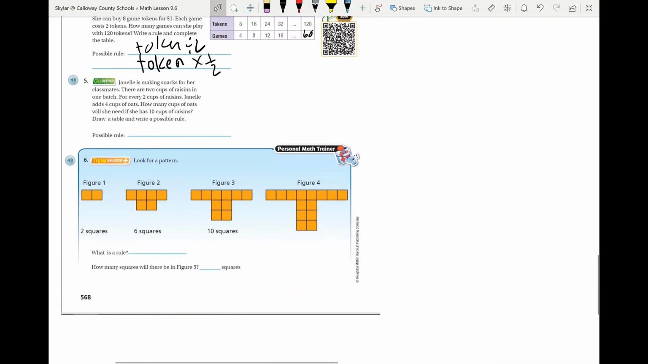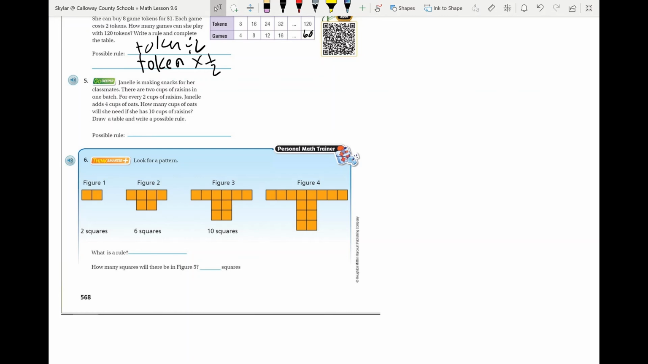So now for number 5 and 6, I wanted to give you all a fair warning before you tackled it by yourself, because there's no chart for these. There is an image for 6, but no chart for 5, so read it very carefully and draw your own little vertical chart. It says that there are 2 cups of raisins in one batch. So when you have one batch, she has 2 raisins. And for every 2 raisins, there's 4 oats. So that gives you the first part of your chart already. You just need to continue that rule to answer that question for number 5.